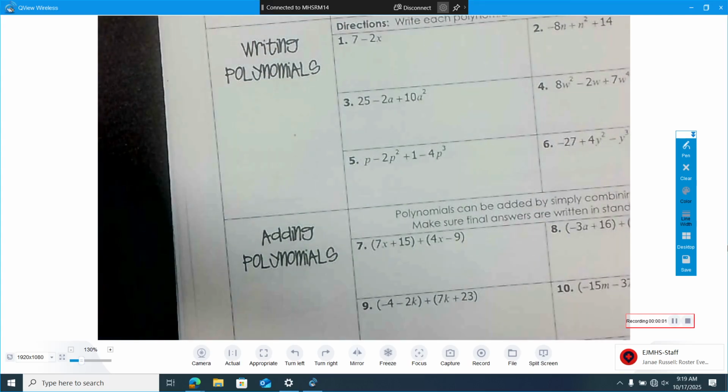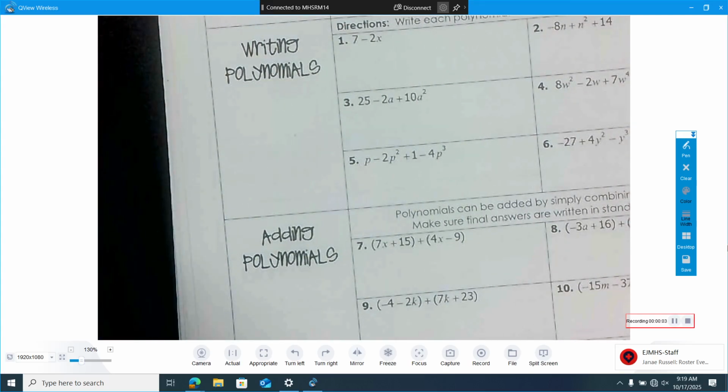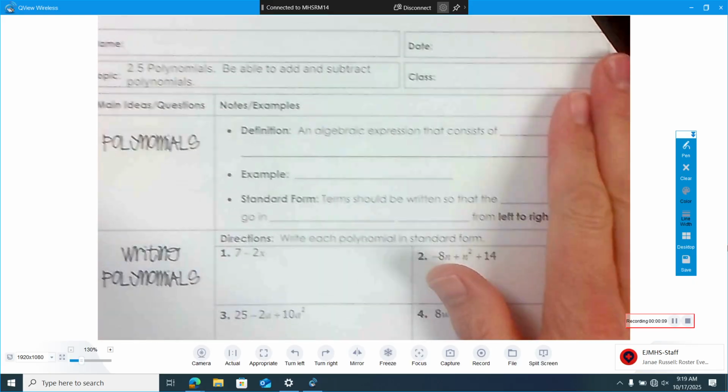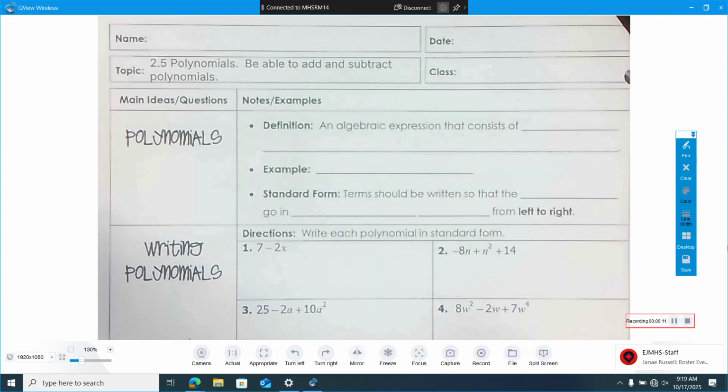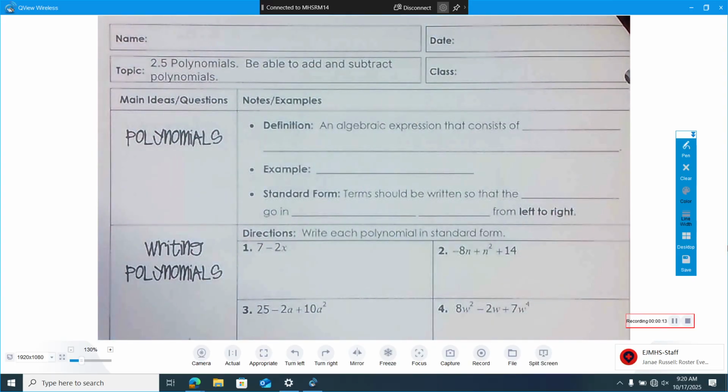Lower your computer screen for a second. Thank you. Here we go. 2.5 polynomials. Polynomials, yeah. Polynomials. All right.